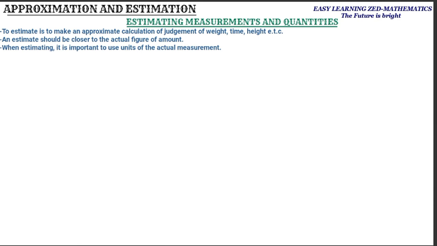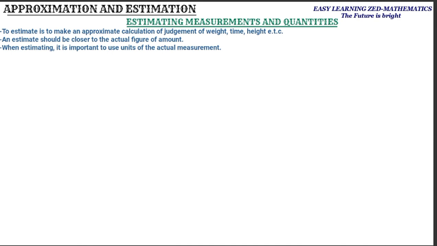When estimating, it is important to use units of actual measurement. So if you are estimating the weight of a bag of maize, you need to give your unit in kgs, because when the actual bag is weighed, its unit is going to be in kgs. So you don't have to put your estimation into grams or tons. It should be in kgs.